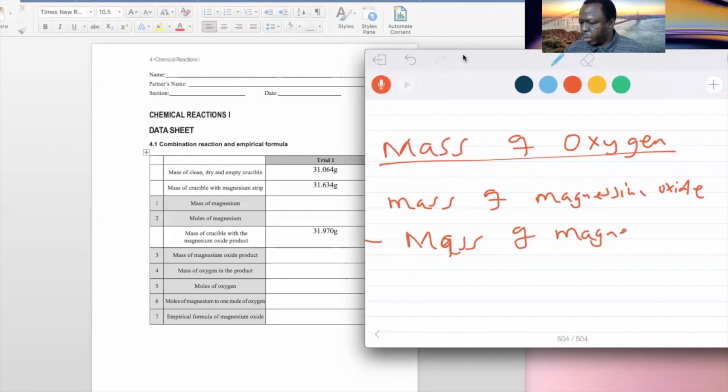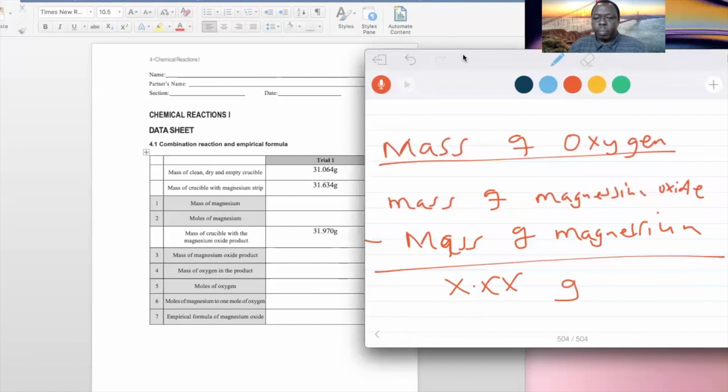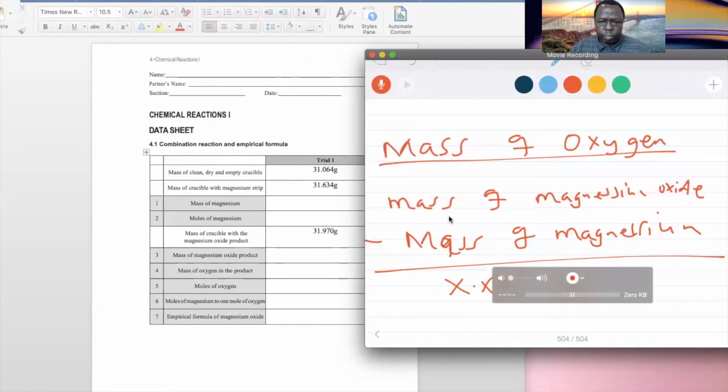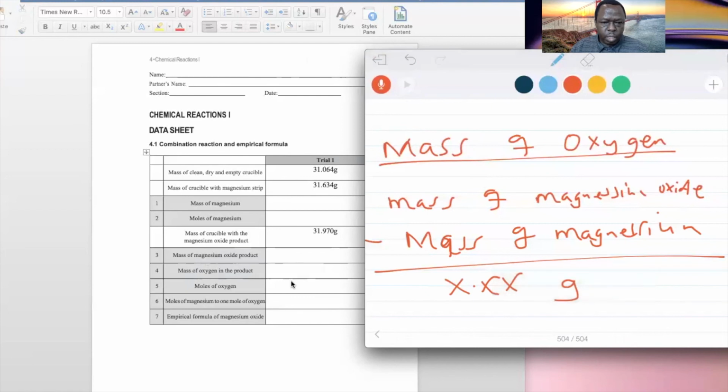And please use all the places of decimal you will get. So in other words, mass of magnesium oxide minus mass of magnesium will give you the mass of oxygen. That is the mass of oxygen here, line 4. You may call this line 4.